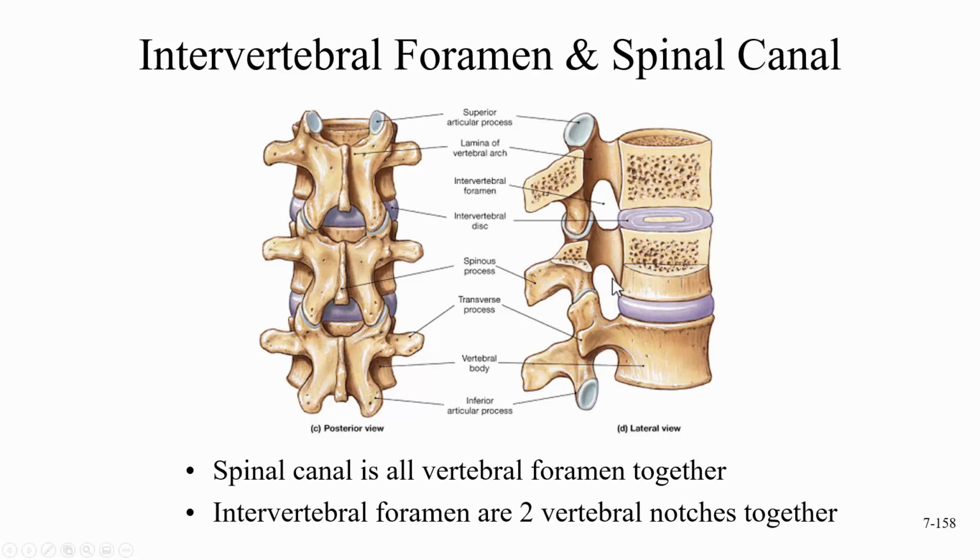And so this is a foramen that's in between two vertebrae, just like, what do you call that road that goes in between two states? We call it an interstate. Well, this is going in between two vertebrae, so we call it an intervertebral, name for a hole, foramen, so intervertebral foramen.